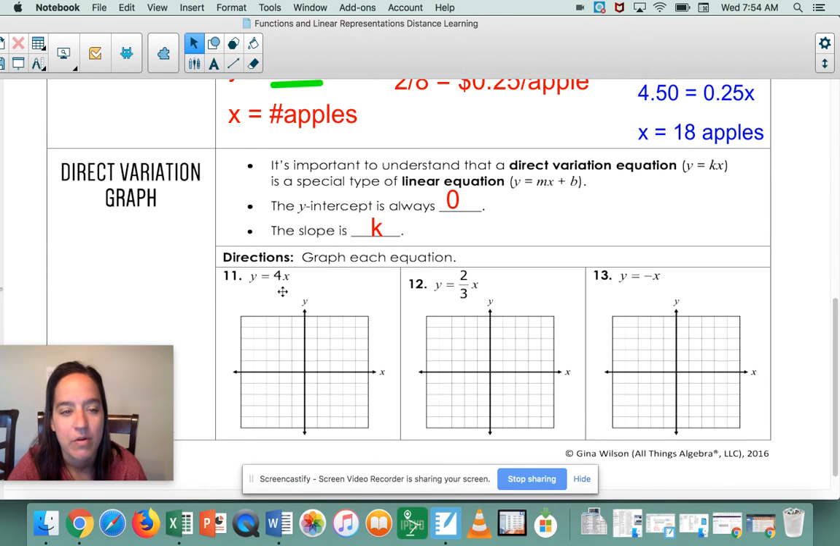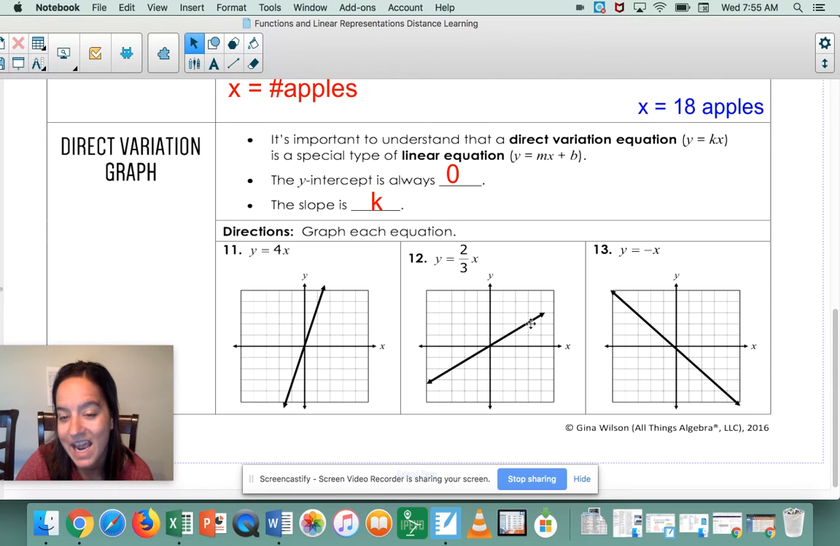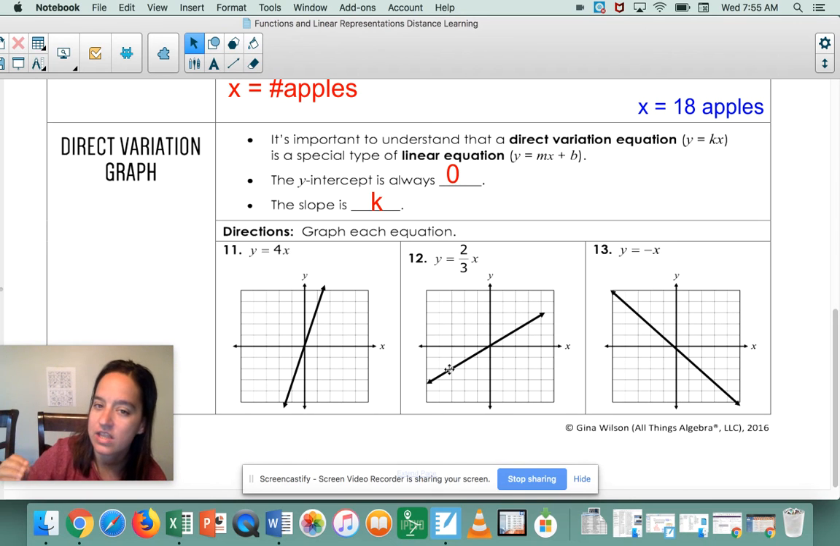So if I were to graph these equations, all 3 of them are going to be direct variations. I know this because all 3 of them have 0 as a b. And they're all straight lines because all my x's are to the power of 1. So I've got my 4x, I've got my 2/3 x, and I've got my negative x. All of these vary directly because if I were to take any point on this line, I could make a fraction and they would all equal each other.